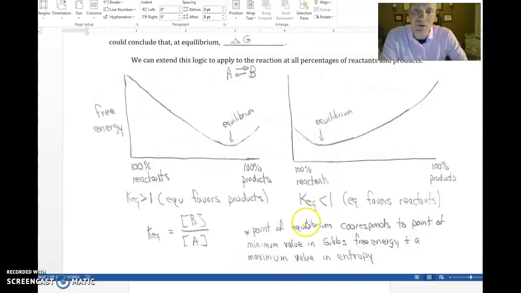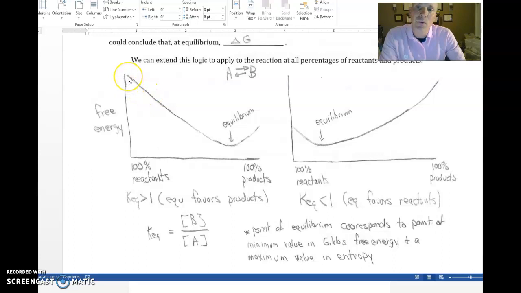From these graphs, it's pretty easy to see how it corresponds to the minimum value in Gibbs free energy. But for now, we're just going to have to take at face value the fact that this position of equilibrium would also correspond to a maximum value in the overall entropy of the reaction. Remember that delta G is a change in the free energy.